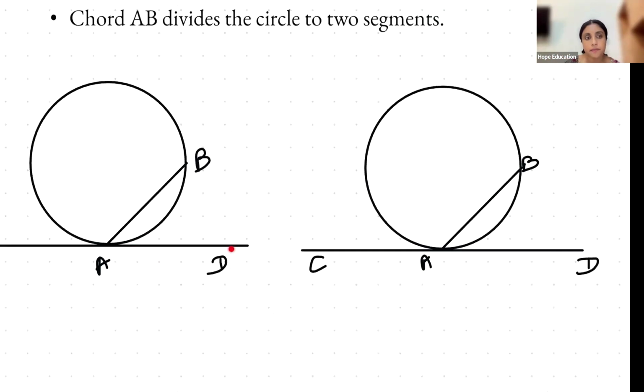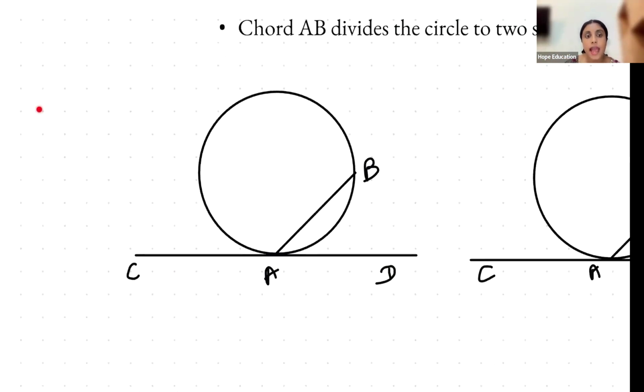Now, children, here the angle between the chord and the tangent. When I say angle between the chord and the tangent, now this is the chord and this is the tangent. So the angle between the chord and the tangent could be this angle.